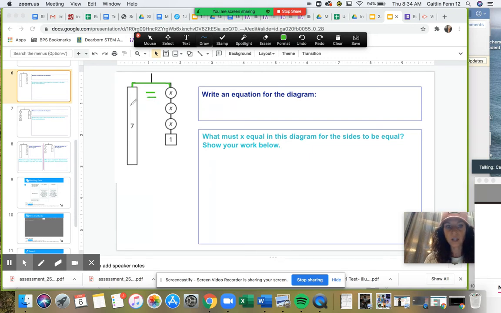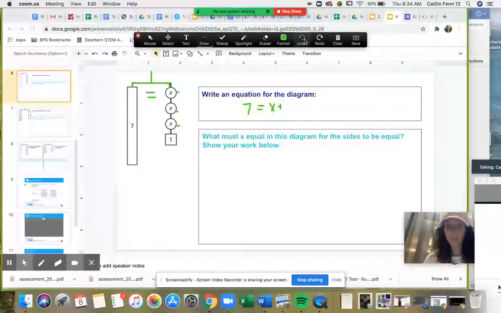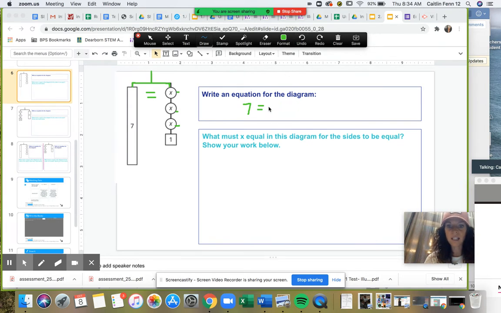So our equation is going to show that this side of the hanger diagram is equal to the other side. So we have 7 is equal to, we've got 3 x's, 1, 2, 3. And I could write it like this, x plus x plus x. But that's a lot of writing, and that's kind of a pain. So I'm just going to say I have 3 x's. So I have 3 times x.